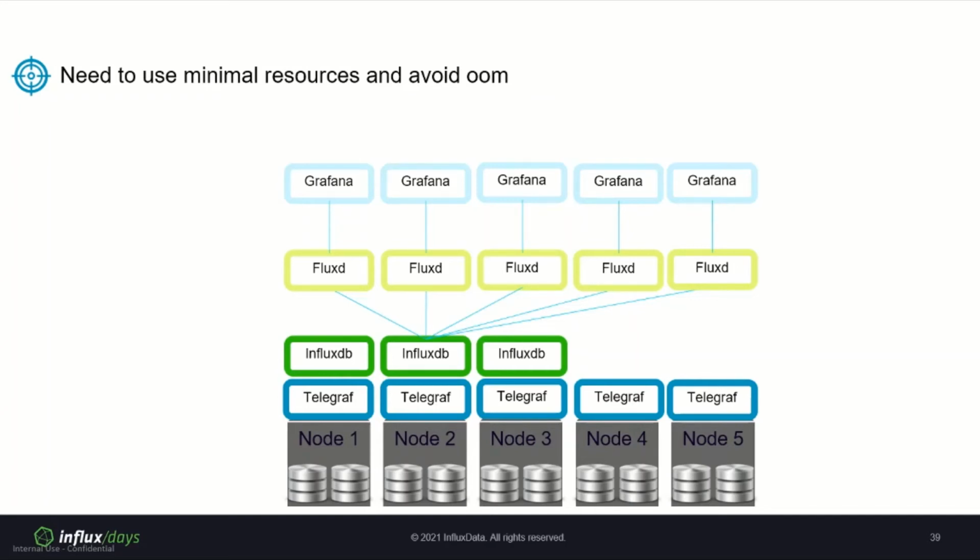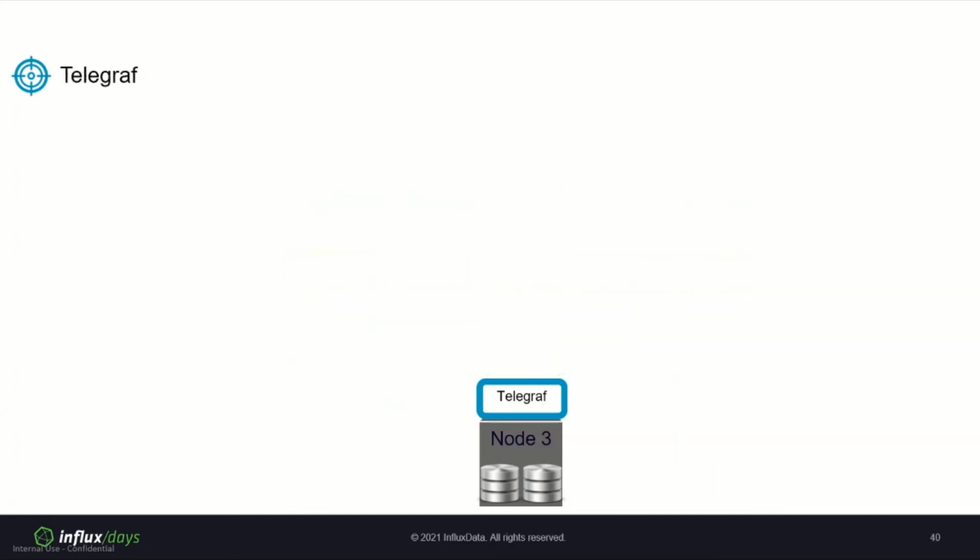The most precious resource on our clusters is memory. We already saw how we offload compute from InfluxDB and lowered its memory needs. Let's see what other steps we had to perform to achieve predictable low resource consumption. Let's start from Telegraf.